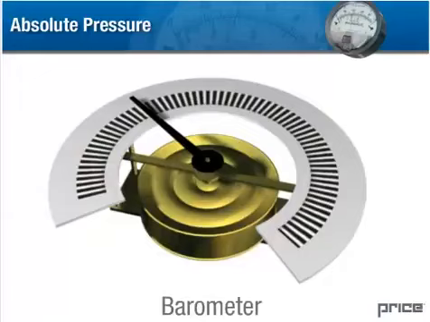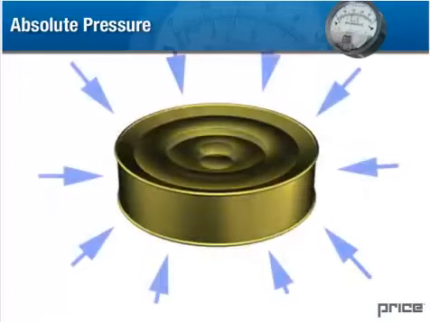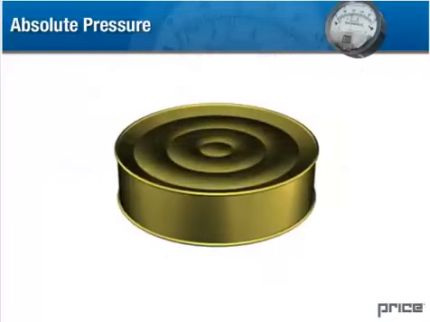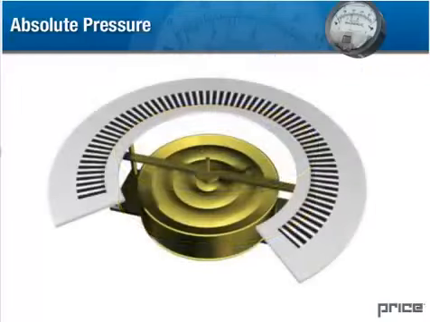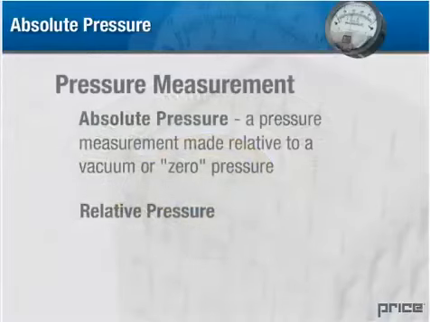Alternatively, you could use an instrument such as a barometer. It employs a vacuum-filled canister which deforms proportionately to the pressure that it is exposed to. This deformation is amplified mechanically and shown on a meter face. In either case, because you're comparing the measured pressure to a vacuum, you are measuring an absolute pressure.